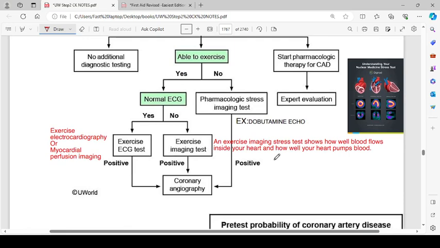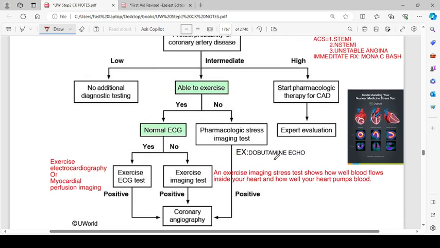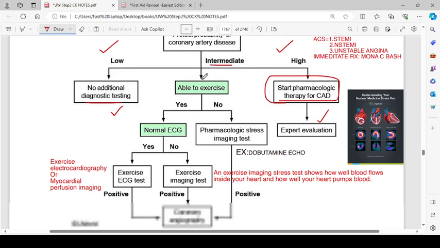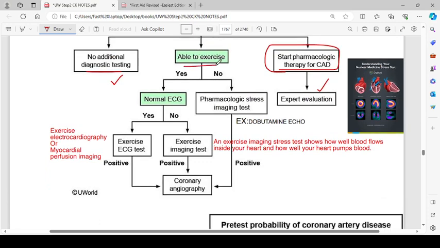So we have done this table before. Firstly, pre-test probability of coronary artery disease. If it is low, no additional diagnostic testing is required. If it is high, then start pharmacological therapy for coronary artery disease and look for expert evaluation. If it is intermediate, then look at whether the person is able to exercise or not.